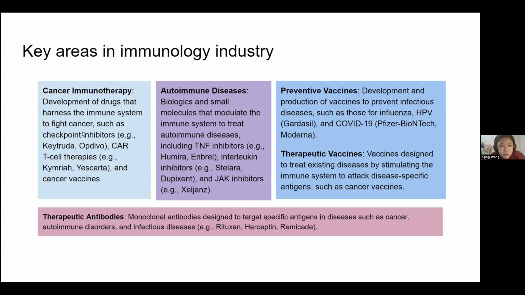So cancer immunotherapy has the goal to fight cancer by making some genetic modification to human cells so that they can target tumor cells and kill them, or make some checkpoint inhibitors so they can stop cells from proliferating too much.